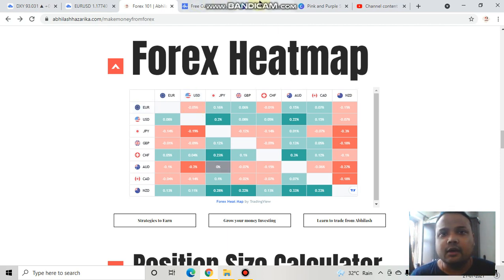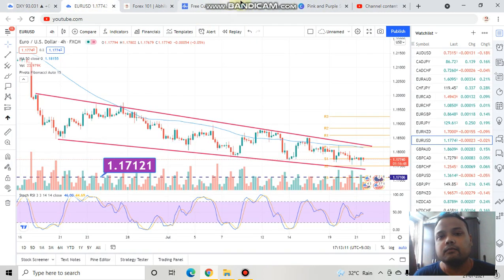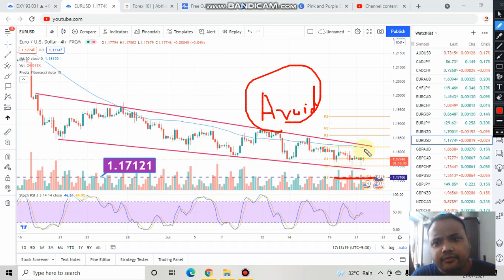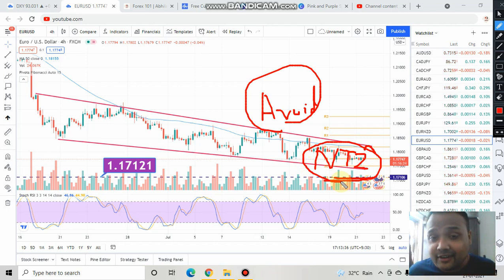Therefore, if you ask me, Abhilash, what should I do? I'll simply tell you that avoid Euro USD. Avoid Euro USD until and unless it comes down to the support level and bounces, or if it reverses from here, then only it's a good opportunity. Otherwise, right now for me, Euro USD is in no trading zone. So please avoid Euro USD if it trades like this. So this is it. Hopefully you've understood.